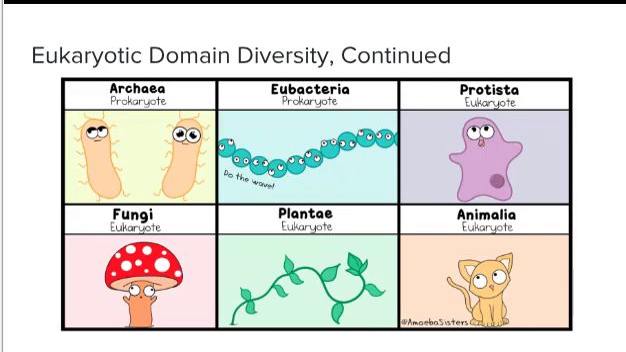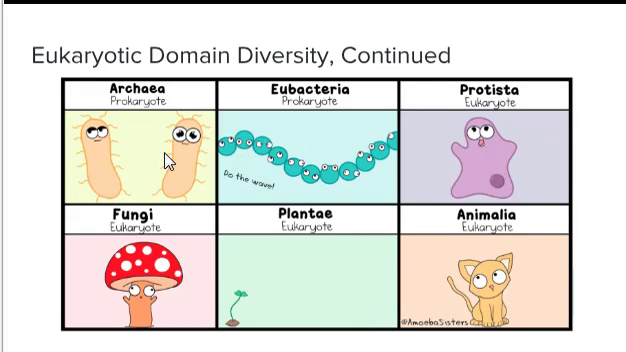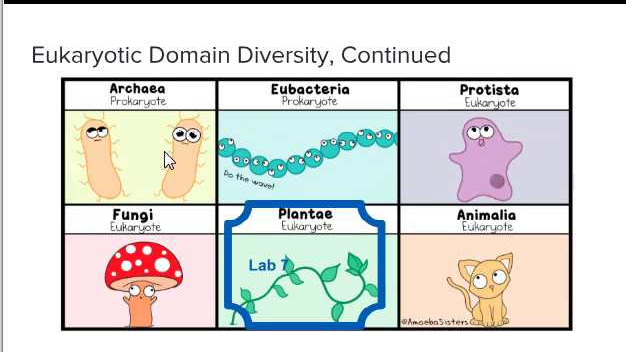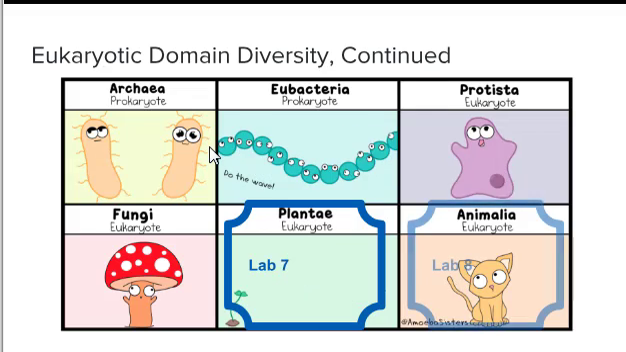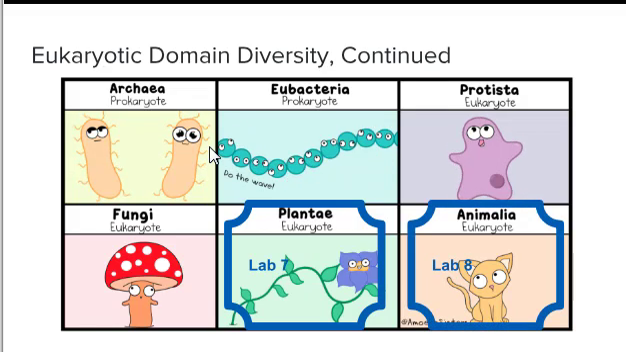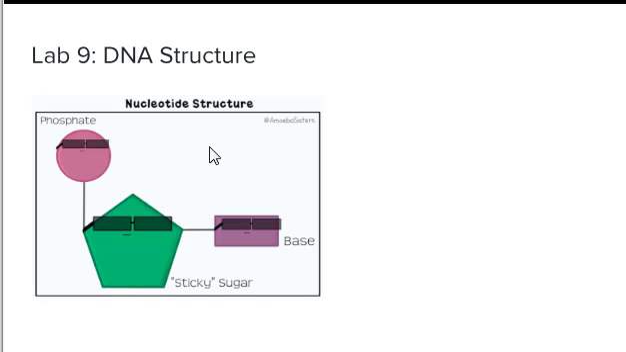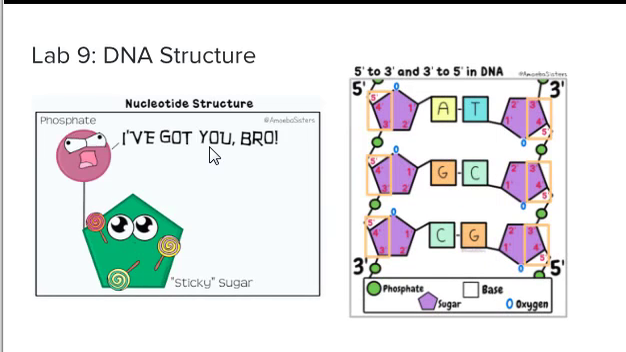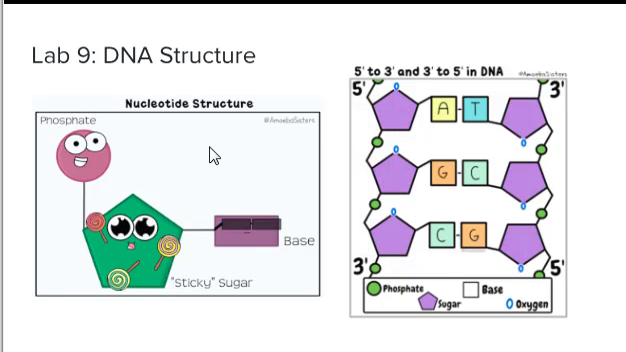In Lab Session 3, we will continue our study of the eukaryotic domain and its diversity. In Lab 7, we will study plant diversity, and then in Lab 8, we will study animal diversity. Lab 9 will focus on DNA structure with a fun extraction of plant DNA.